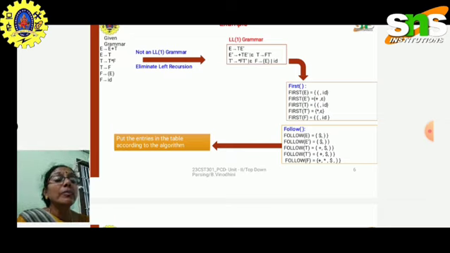So the follow of E dash, T dash and F is calculated based on the rules. I hope that you will understand how to calculate the first and follow of the given productions.